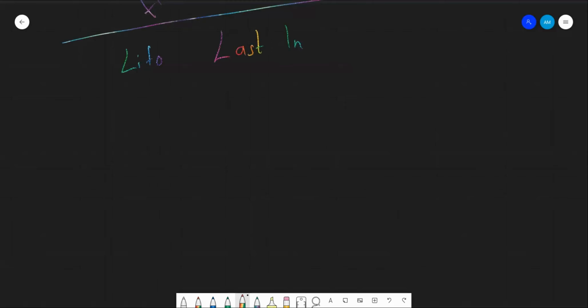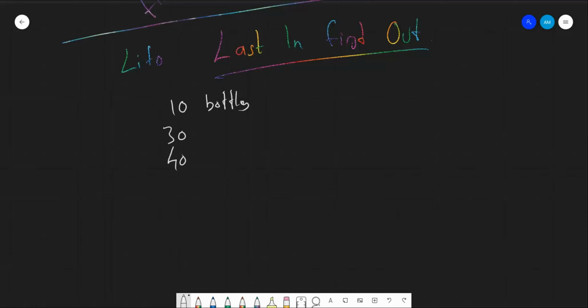Next topic, which would be LIFO, which is last in, first out. Bingo. So last in is just the way the word says it. So what we do is we got the 10 bottles, and then we had the 30 bottles, and then we had the 40 bottles, right?